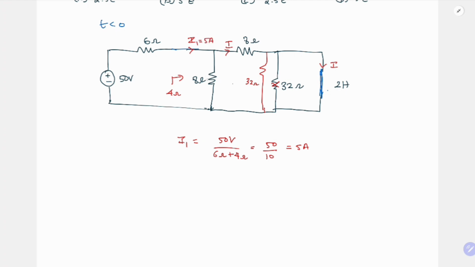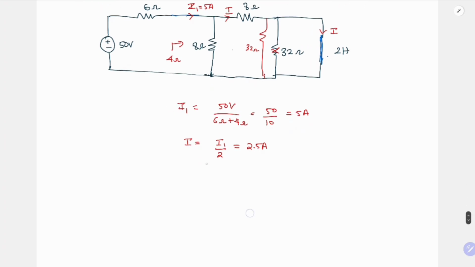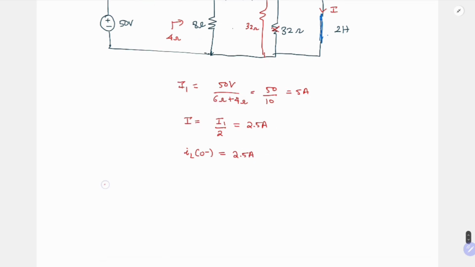And these two resistances are equal, so I is going to be equal to I1 by 2. They are going to split equally. So this is equal to 2.5 ampere. And all this 2.5 ampere flows through the inductor, right? So your IL of 0 minus is equal to 2.5 ampere. Now you again take the circuit.